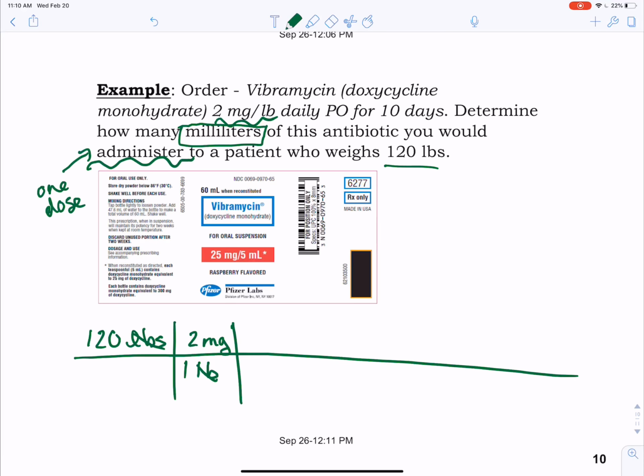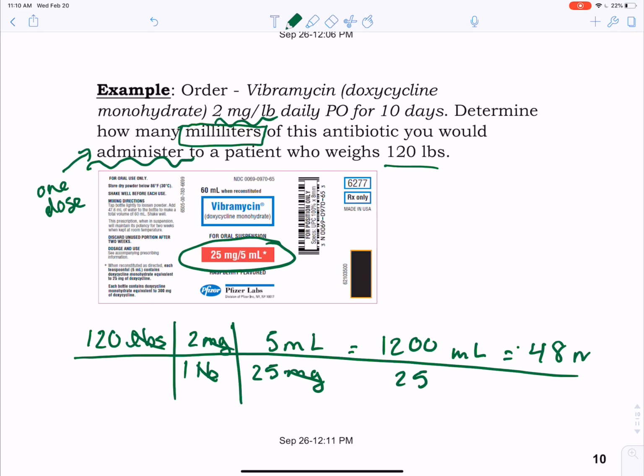Our pounds canceled out, and we're going to use our drug strength for that. We have 25 milligrams, so they cancel out, in every 5 milliliters. When we multiply straight across here, we end up with 1,200 over 25. The only units left are milliliters. And when we divide out, we get 48 milliliters. So this patient's going to get 48 milliliters of this drug.